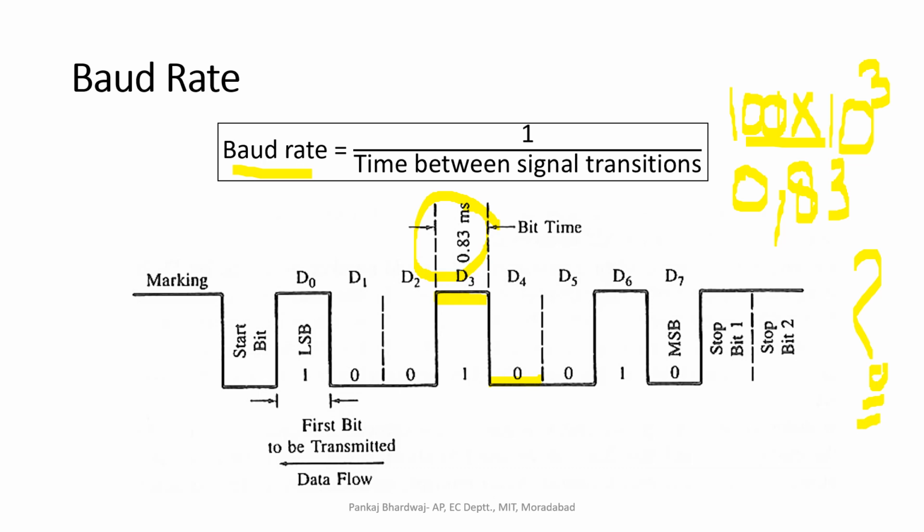Okay, because one bit is 0.83 millisecond, the baud rate is calculated by 1 by bit time, how much time a bit is taking, that is the time between signal transitions. And if we calculate the inverse of the signal transition time, that means we will calculate the baud rate.